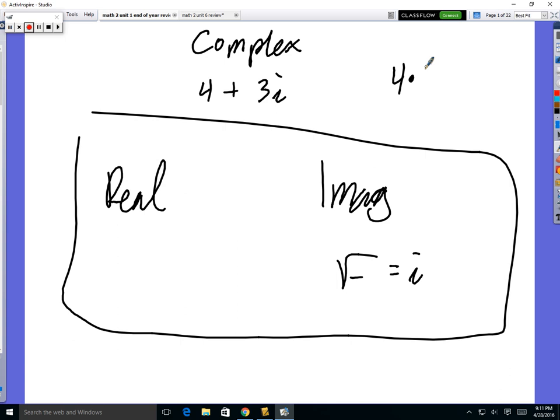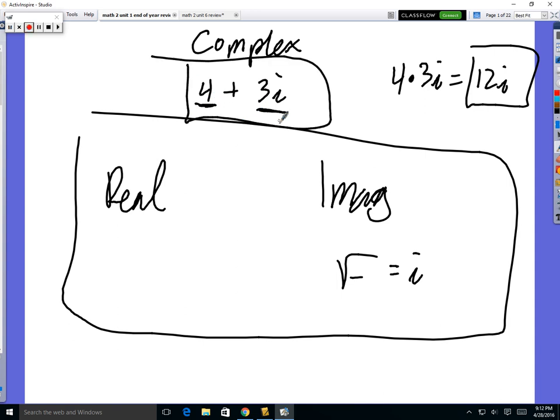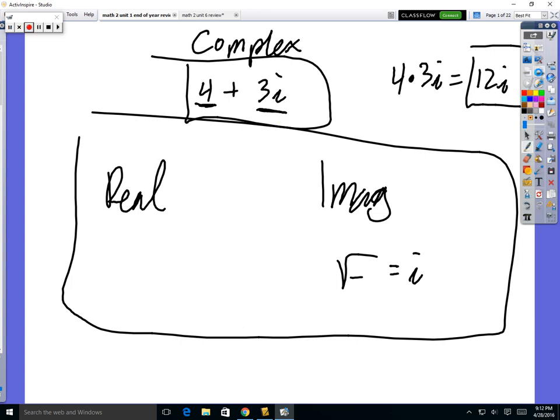Now 4 times 3i, that is a real times an imaginary. That's 12i. The result is purely imaginary. There's no real part. It's just imaginary. But these are not like terms, so they don't combine. So you just have 4 reals and 3 imaginaries. And when you combine those two, it's called a complex.